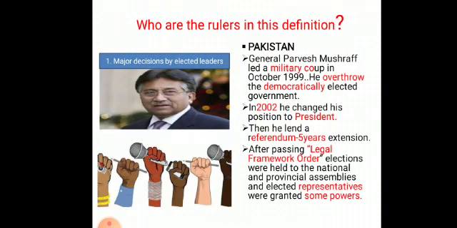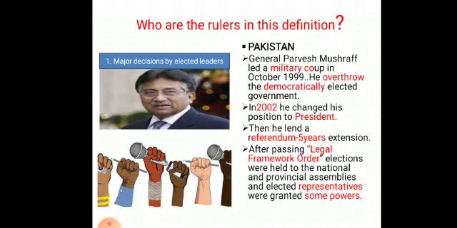Major decisions by elected leaders, the first concept of the features of democracy. Who are the rulers in this definition? Yes. Are they really capable of ruling? Are all these people really worthy of ruling? We should remember that the rulers cannot do whatever he or she wants to do. He has to act within the framework given by the people or the limits which are set by the constitution. For example, we can say Pakistan.